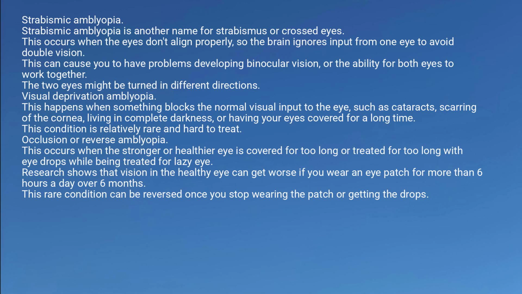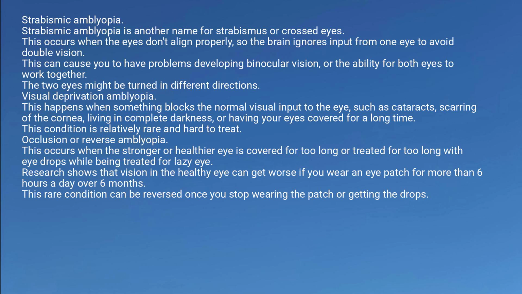Strabismic amblyopia. Strabismic amblyopia is another name for strabismus or crossed eyes. This occurs when the eyes don't align properly, so the brain ignores input from one eye to avoid double vision. This can cause you to have problems developing binocular vision, or the ability for both eyes to work together. The two eyes might be turned in different directions.